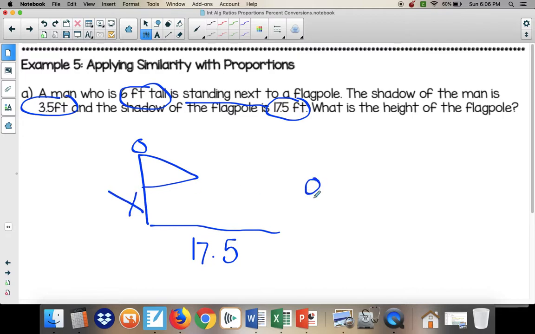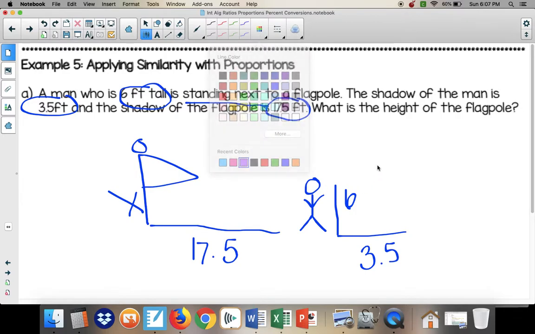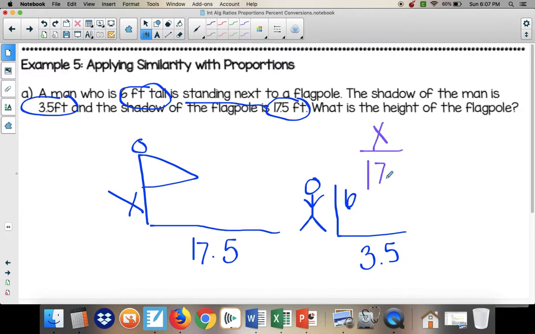Now a man is standing. He is 6 feet tall, and his shadow is 3.5 feet. Now from this, our shadow is shorter than our height, so the flagpole is going to be a lot taller than 17.5. I can set this into a proportion and say height of the flagpole over shadow of the flagpole equals height of the man over shadow of the man.